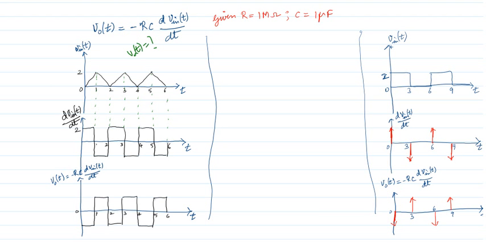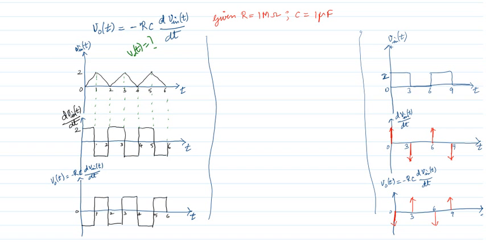So look at this expression. R value is 1 mega ohm, C is 1 microfarad, so the product is 1. So dV in by dt is differentiation, which is the rate of change. Look at this part of the waveform. The change in amplitude is 2 minus 0, and the change in time is 1 minus 0, so the slope is 2. Look at this part of the waveform. It is changing from 2 to 0, so the change is 0 minus 2, divided by 2 minus 1.